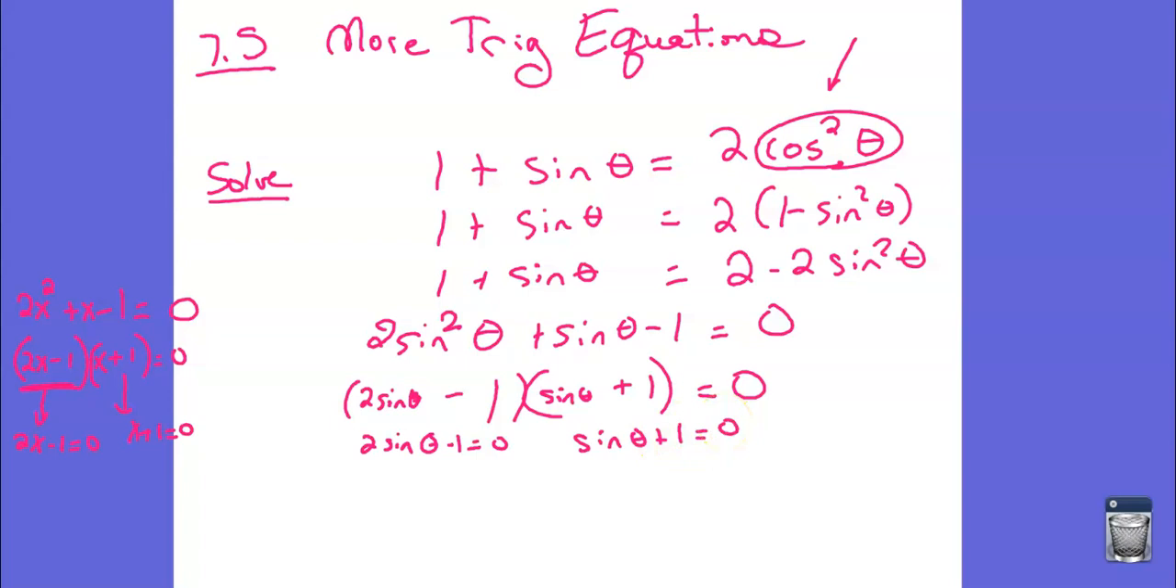So, add 1 to both sides, divide by 2, so sine of theta is 1/2. We've had that problem multiple times already. And then sine of theta is -1. So remember, when I'm trying to find theta, I've got to think about where sine is going to give me 1/2. We've already had this multiple times. So this is pi over 6 and 5 pi over 6.